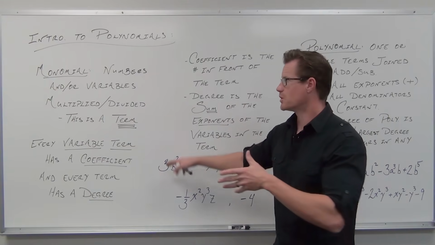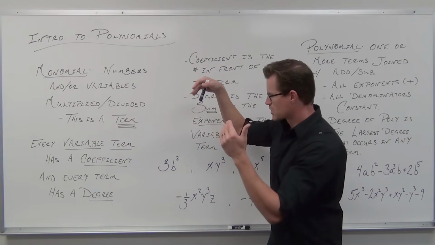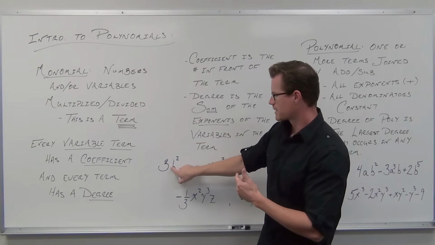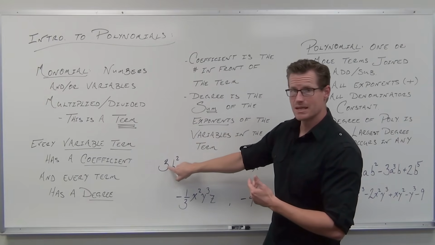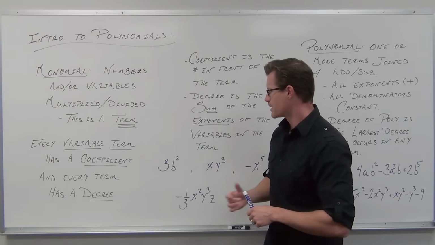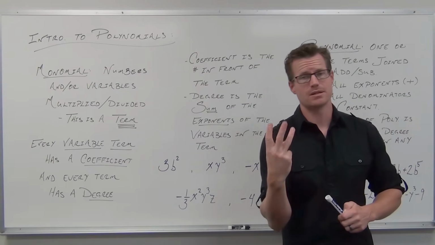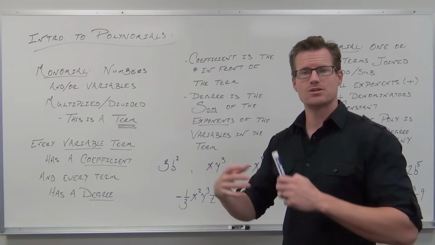That's what we're talking about. So it's a monomial. We also just call it a term. It's joined together with multiplication. In fact, 3 and b and another b are all multiplied together. It has a coefficient of 3, that's the number in front of the variable, and it has a degree.